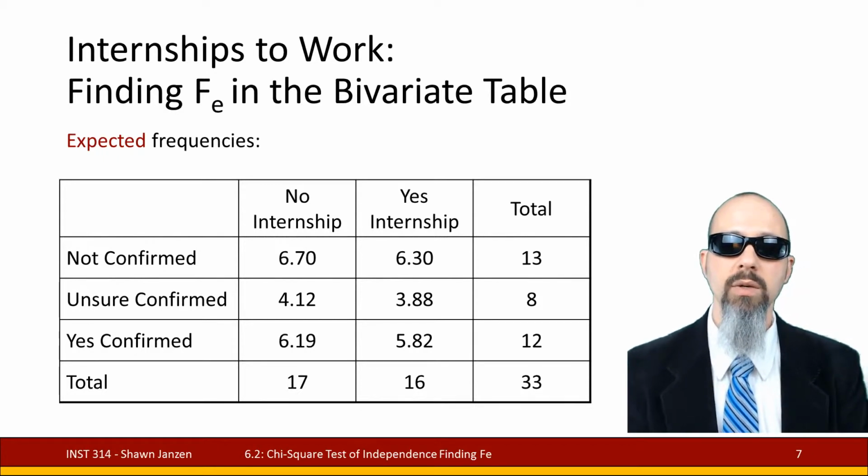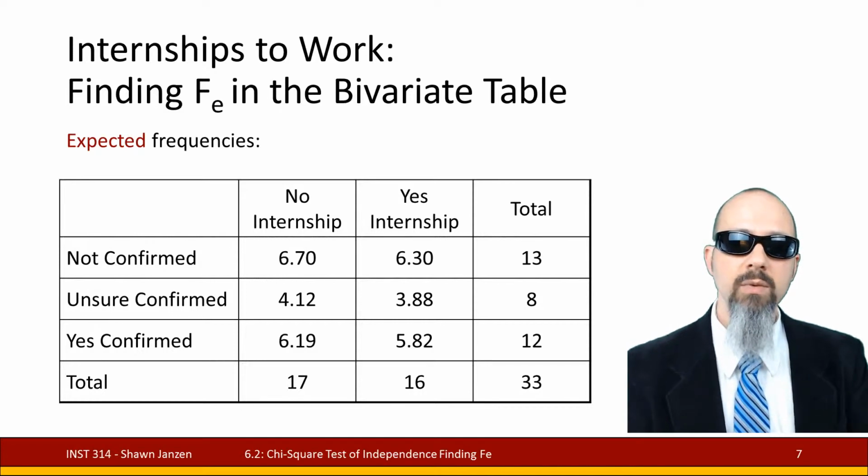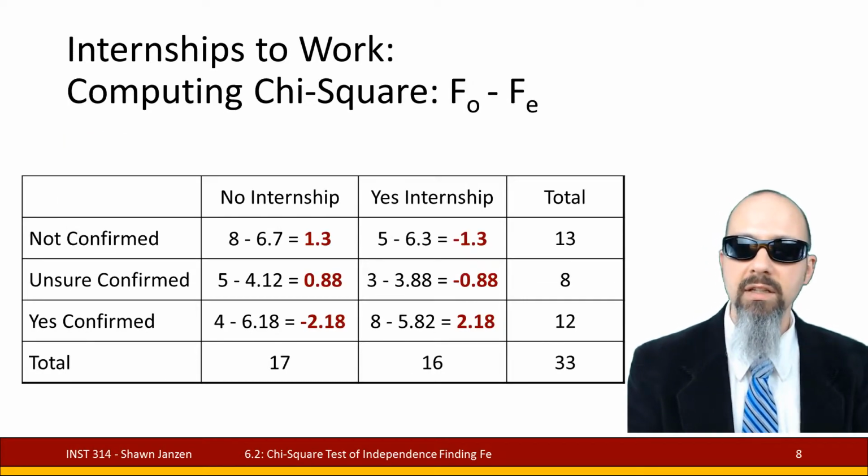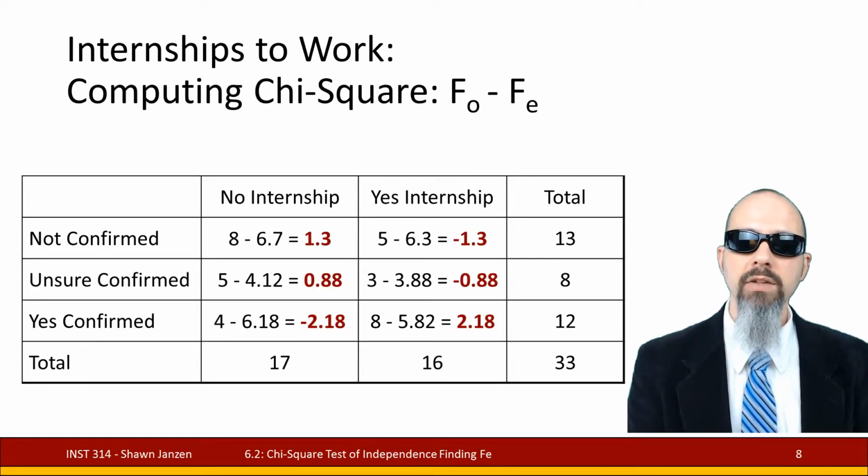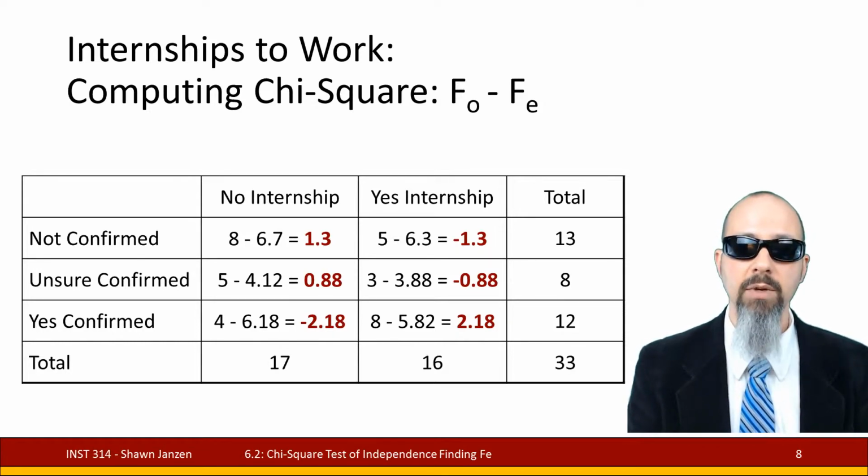Now what we need to do is start computing the chi-square. The chi-square itself for the test of independence is just like the goodness of fit, as we said before, where you start taking the frequencies observed minus the frequencies expected. So in the table up on the screen, we have the students who did not have the internship and had not confirmed about their interest in the industry or company. We had an observed value of 8 and an expected value of 6.7. The difference of that is 1.3.